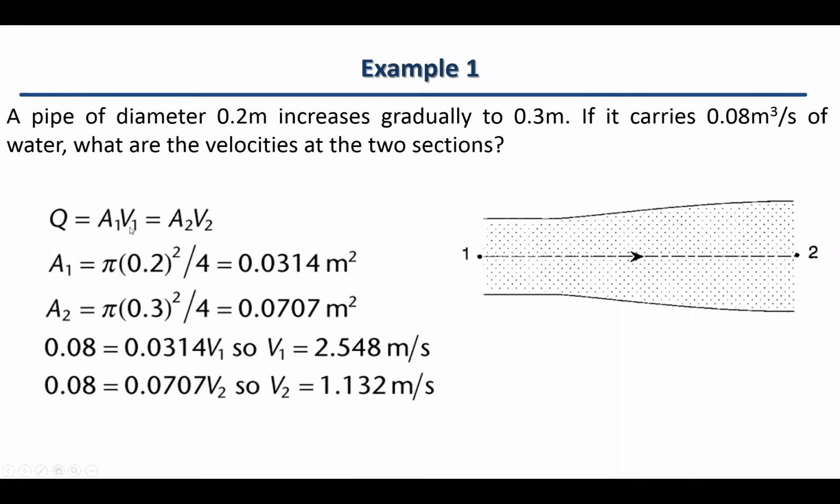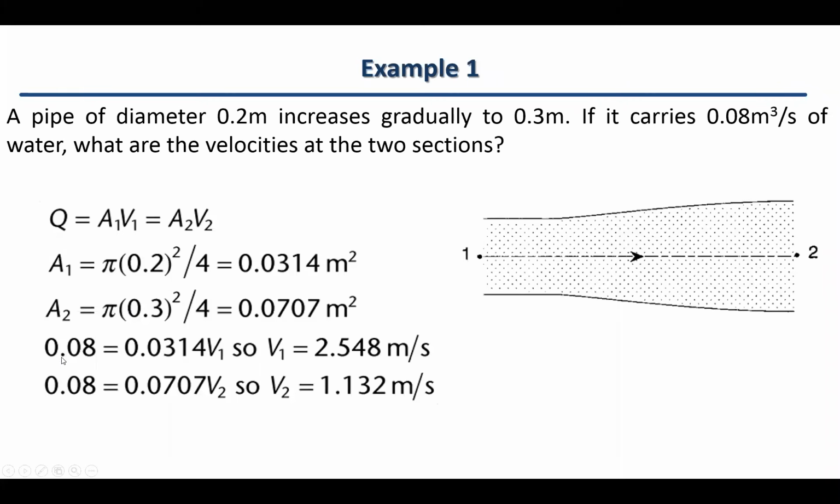So, very simple. Q1 is equal to A1 V1. A1, the cross-sectional area, is based on the diameter, which is given as 0.2 meters or 20 centimeters. The formula for cross-sectional area is pi times diameter squared over 4, so pi times 0.2 squared over 4, which is equal to 0.0314 square meters. For cross-sectional area 2 as well, we write pi times 0.3 squared over 4, which is equal to 0.0707 square meters.